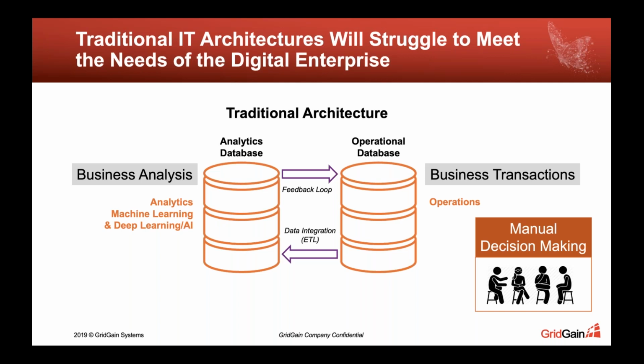But unfortunately, that now all needs to change for digital business types of apps, new channels, or the Internet of Things, where we're automating and streamlining processes.